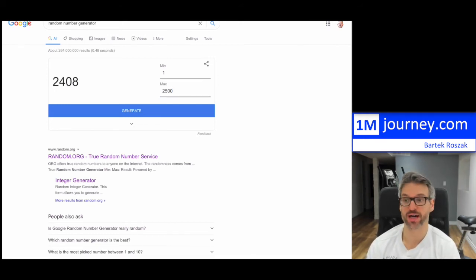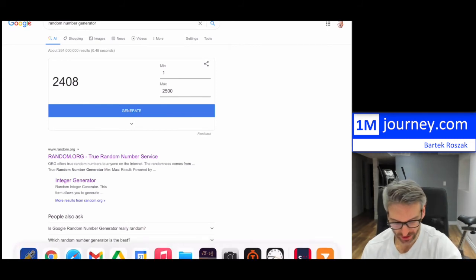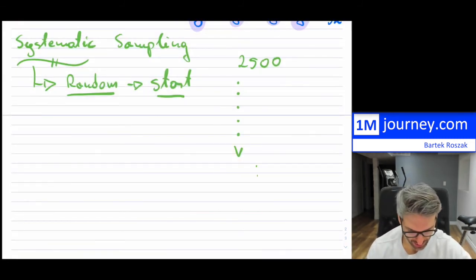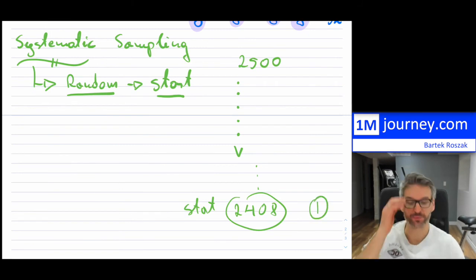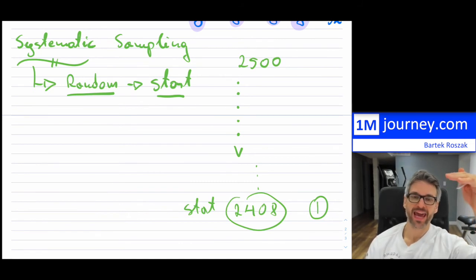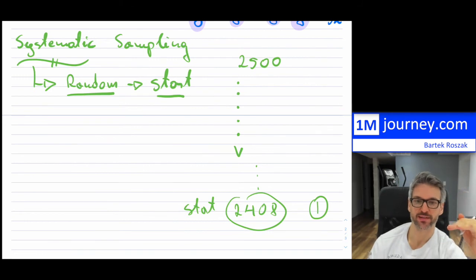Oh, so it turns out 2,408. So I'm going to pick that student. So it's actually way down the list, somewhere here, 2,408. That is my start. So that's going to be my first sample. Now, from here, I will pick the kth student until I reach my maximum quota of 30.